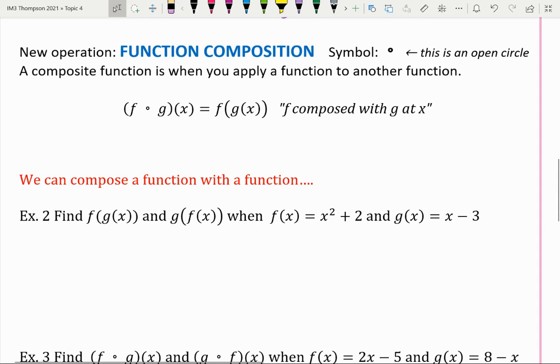Function composition can be written in 2 different ways. This can be written as f with a composition symbol g evaluated at x, or we can use parentheses, f evaluated at g of x. Both of them mean f composed with g at x. Yes, order matters.